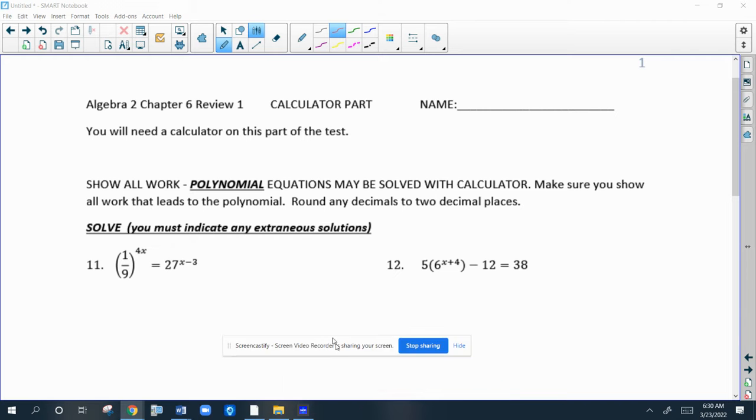All right, here's page 3 of the Algebra 2 Chapter 6 review, and this is the calculator part.